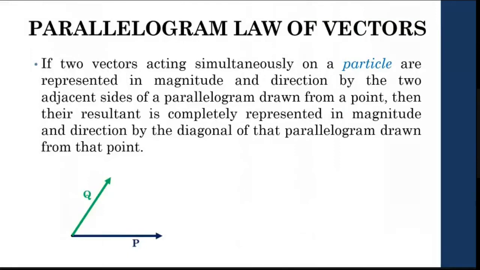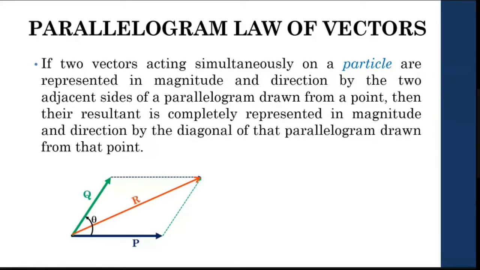We discussed the parallelogram law of vectors. So we say we have P and Q. There are two forces, which are two concurrent coplanar forces. When you have something like this, if the angle between these two forces is theta, then the resultant will be the diagonal of a parallelogram. So the resultant will be the diagonal of the parallelogram.